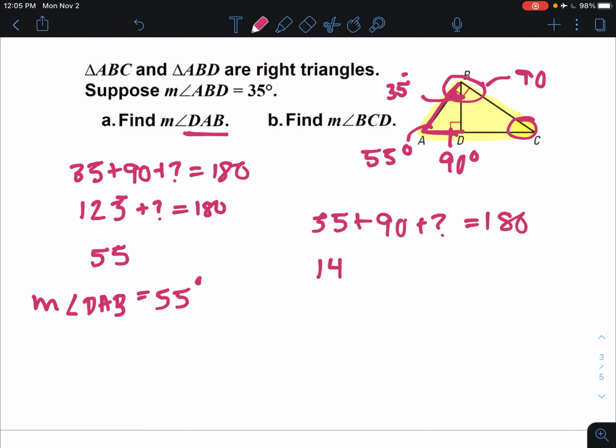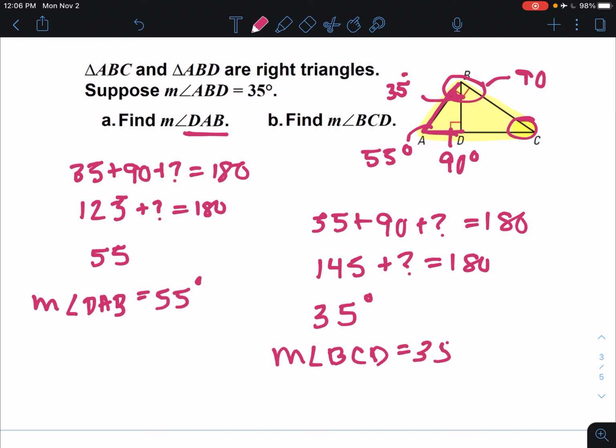So far I have 145. How much more do I need to get to 180? That means I need 35 more. So the measure of angle BCD equals 35. Now if you don't like this method of trying to find how much more you need, you could have done 180 minus 55 minus 90 to solve for this unknown angle measurement.